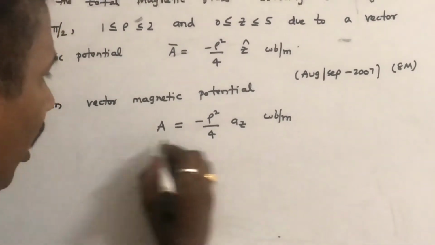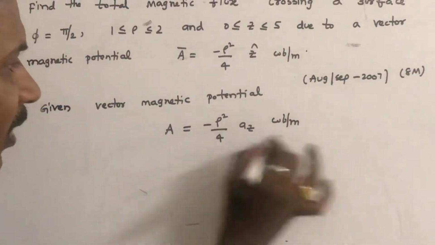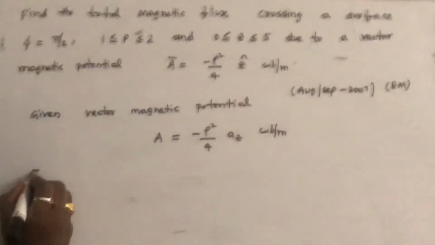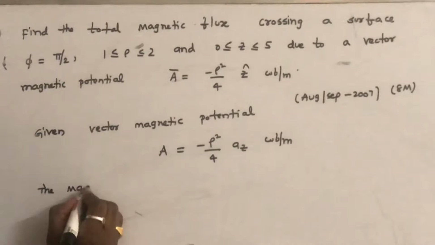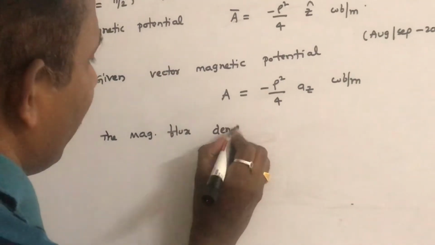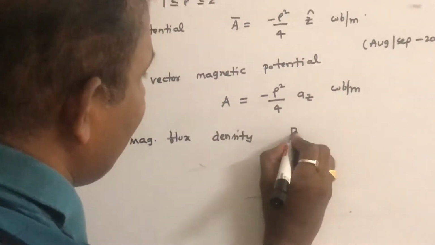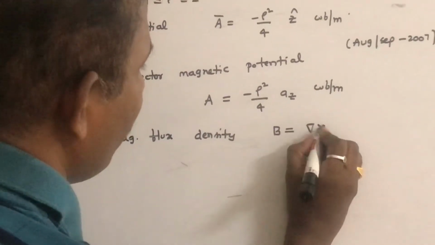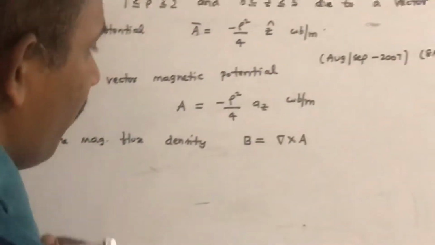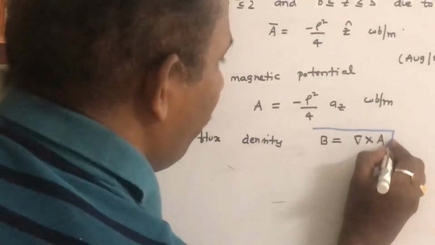From this, what can we calculate? We can calculate B, the magnetic flux density, from A. The very important relation is that the magnetic flux density B is equal to del cross A. We use this relation. First, we find out B, the magnetic flux density.